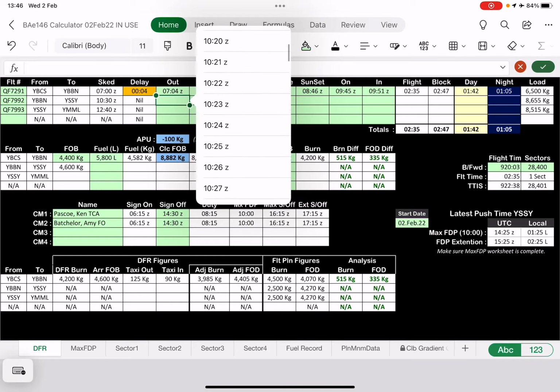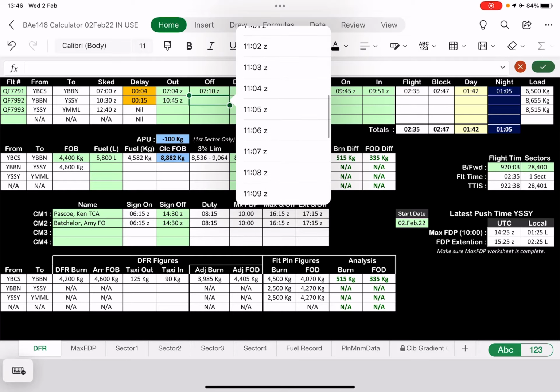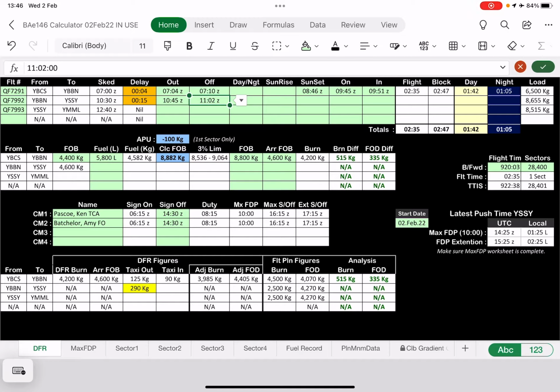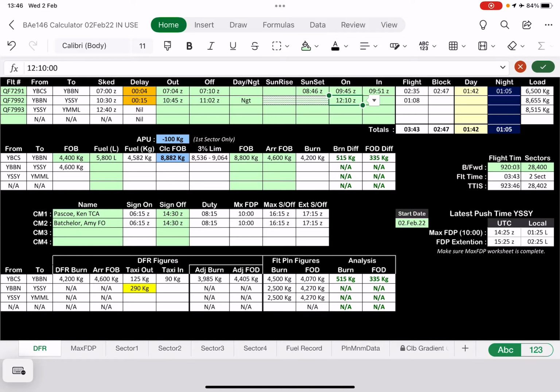So Brisbane, what do you know? We were late at Brisbane, even though we were early in. So 10:45. Long taxi out of Brisbane, 11:02. That was a night sector, and we landed at 12. Where is it? Let's pick a number down here. Again, we can type these straight in. 12:10, which is an hour 8.